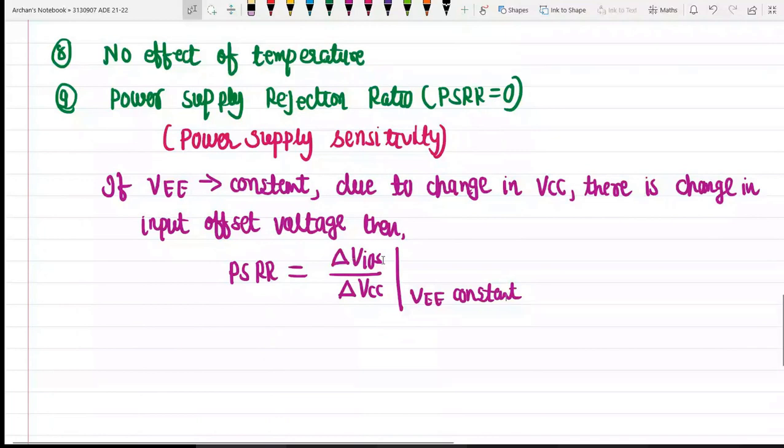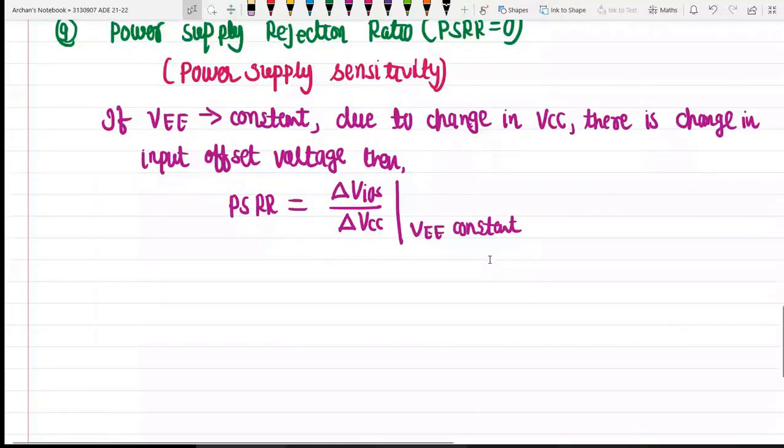Okay, so when I take the ratio of these two quantities by keeping VEE, the other supply voltage, constant, I will get the value of power supply rejection ratio, and that should be ideally equal to 0. Okay, and practically it should be minimum.